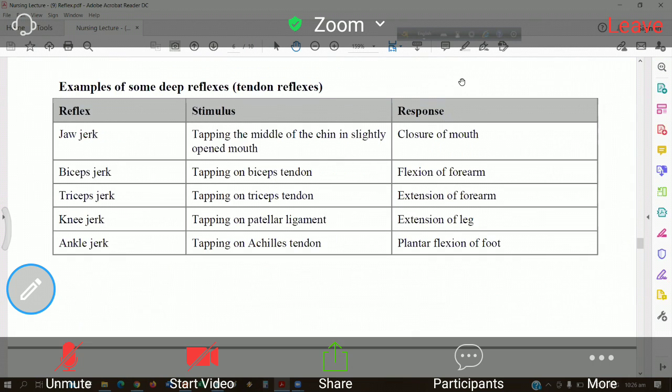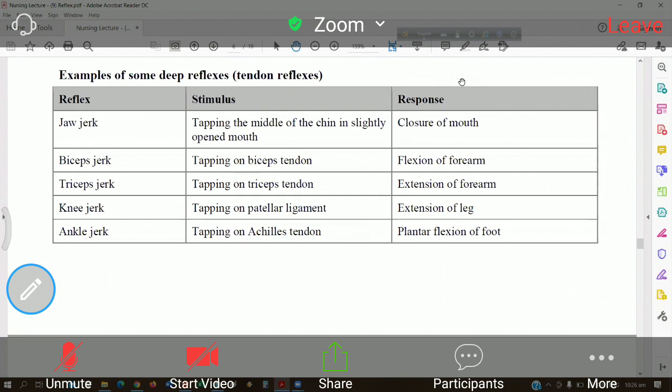Then we have deep reflexes, which are also known as tendon reflexes. Here, the receptors are located in the tendons, which are structures deep to the skin. These include jaw jerk, biceps jerk, triceps jerk, knee jerk, and so on. In most cases the receptors are muscle spindles, not Golgi tendon organs, and the effector organ is the muscle.